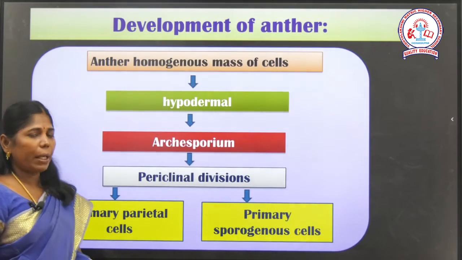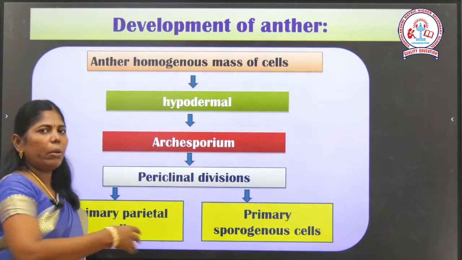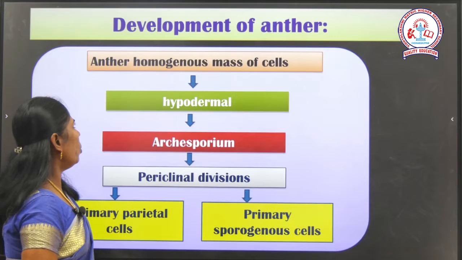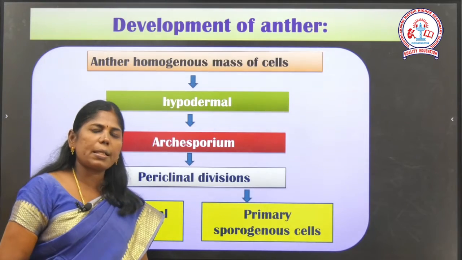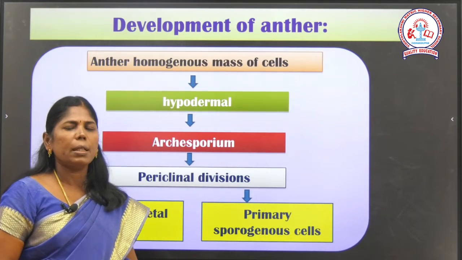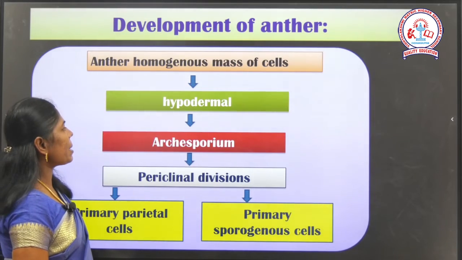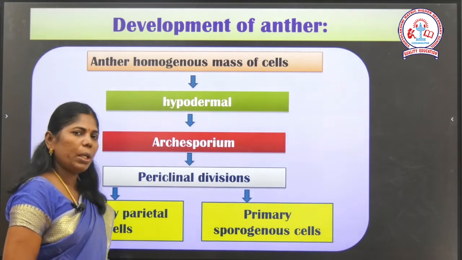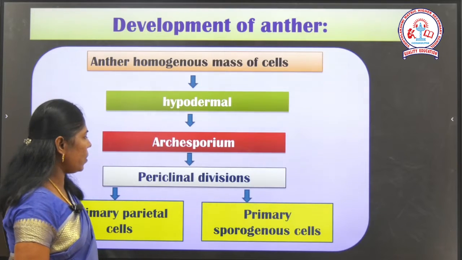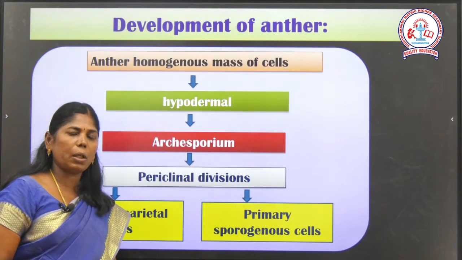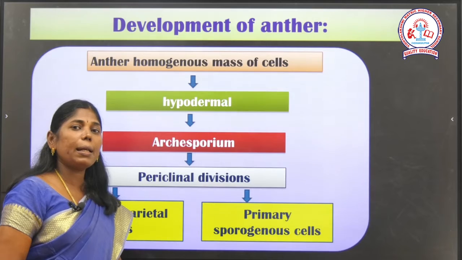The development of anther is a very short way to recall. The anther consists of a homogeneous mass of cells. These are known as hypodermal cells, which act as the archesporium. The archesporium undergoes division. What type of division occurs in the archesporium? That is periclinal division.